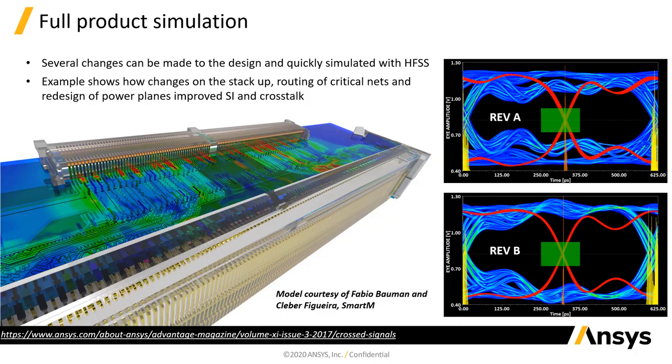In this particular case in here, we have two eye diagrams. The original design, revision A, you can see the eye diagram. Even though it's not overlapping the green mask, it's a little closed. So after improving your design a little bit, you can see now that the eye is much more open, on revision B, and that's one of the good things that you can do with simulation.